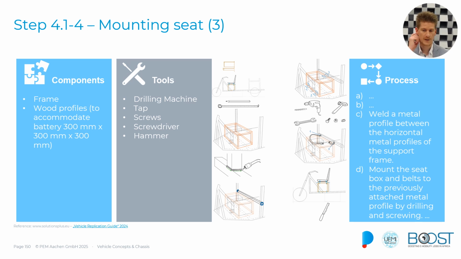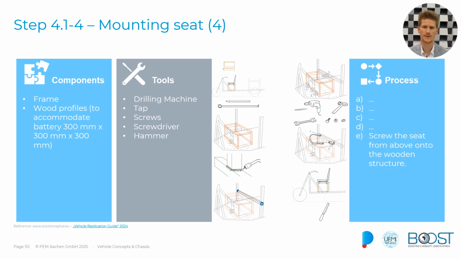And the third step would then be to weld the metal profiles between the horizontal metal profiles to the support frame, as you can see in this very picture over here. And once this has been done, we will mount the seat onto the box. Usually the seats are provided with some bolts and sometimes some sliding mechanisms so that you can have a longitudinal adjustment of the seat, and this is done by drilling and then bolting the seat onto this mounting box. And this is what will also be mentioned in the last slide of this step.